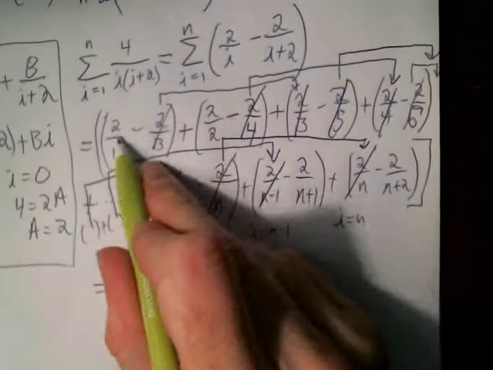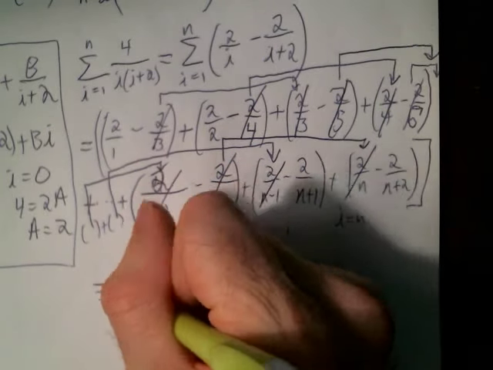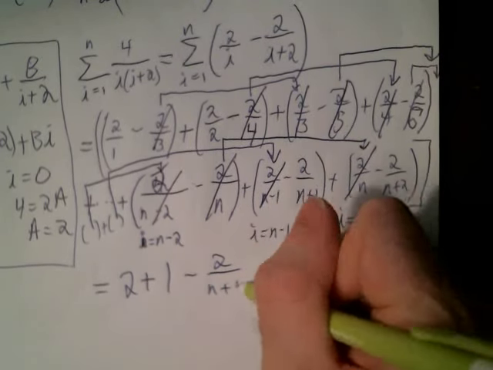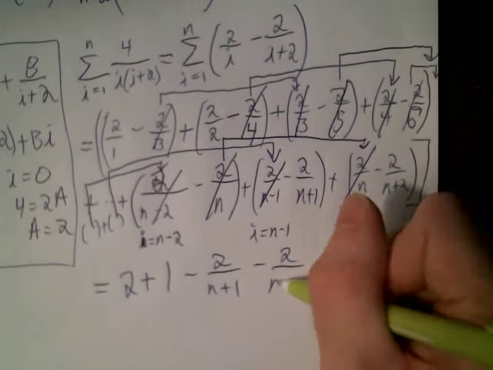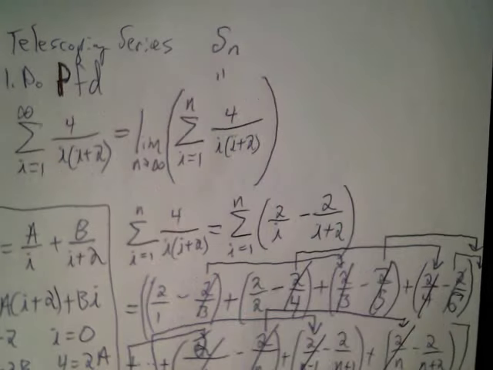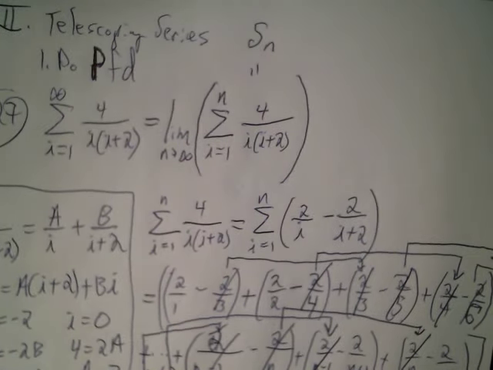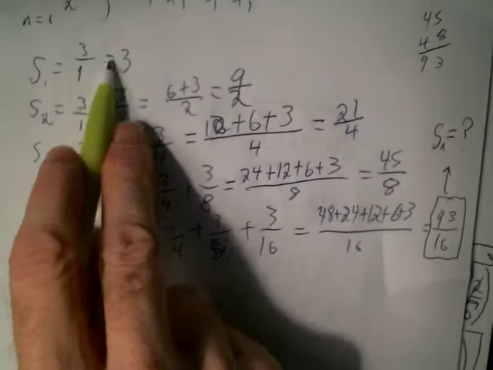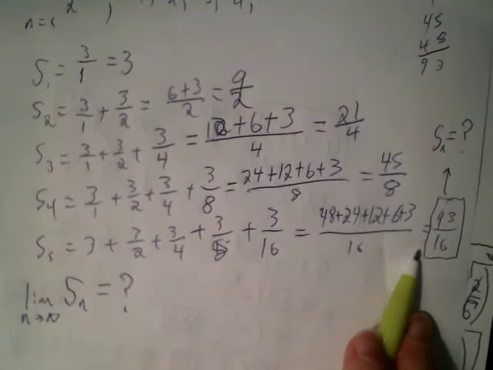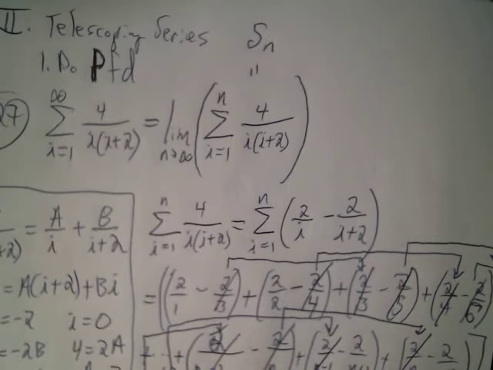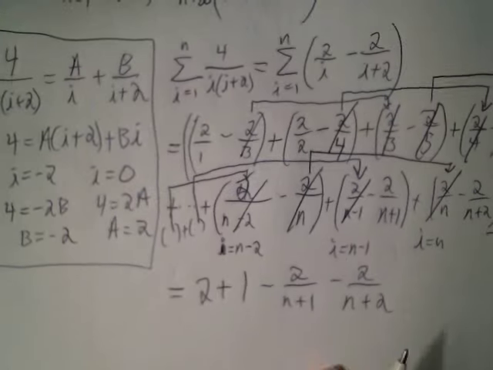So what is left? We have a 2, 1, 2 over 2 is 1, so 2 plus 1, and then minus 2 over n plus 1, minus 2 over n plus 2. And that's going to be our formula for S of n, this magic formula. In the last problem, I couldn't really figure out what the heck the S sub n formula was for the terms of the sequence of partial sums. But in this kind of problem, you could do that, and it's sitting right here.